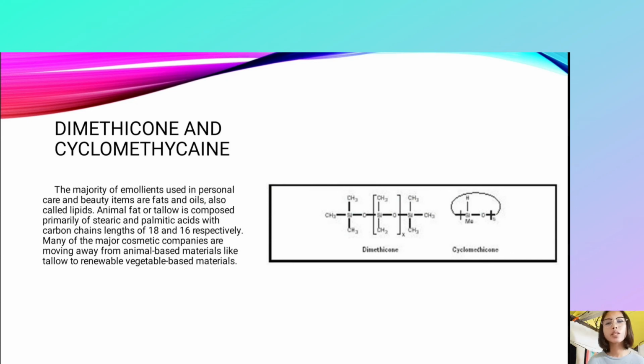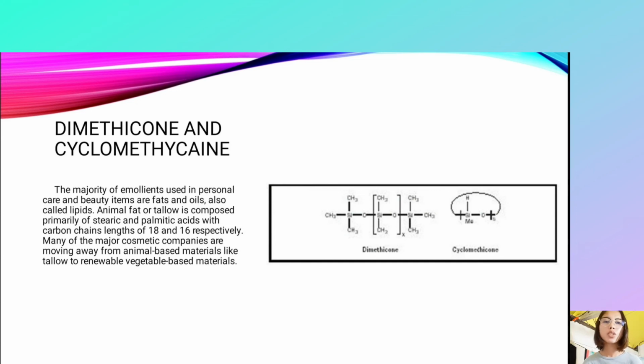Fats and oils are considered saturated if they do not have double bonds. Unsaturated oils like olive oil have double bonds that can react with oxygen, especially when heated. The oxidation process can produce off colors and odors in lipids, causing them to be rendered unusable. So the next is dimethicone and cyclomethicone.